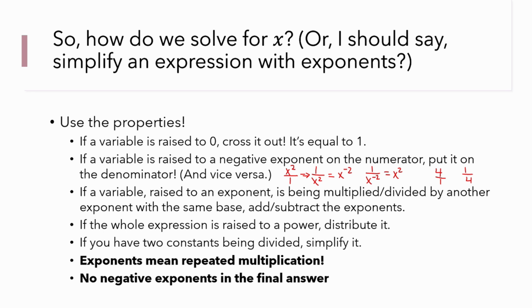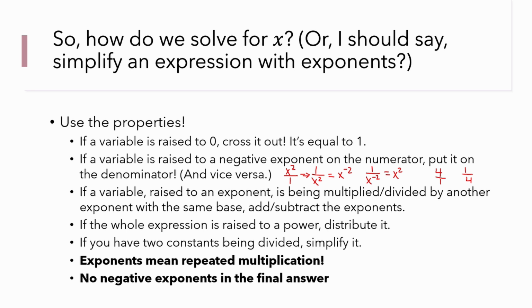If a variable raised to an exponent is being multiplied or divided by another exponent with the same base, you have to remember that you can only use the product of powers and quotient of powers properties if the exponents have the same base. You can add or subtract the exponents respectively. So if you have exponents being multiplied, then add the exponents. If they're being divided, subtract the exponents.